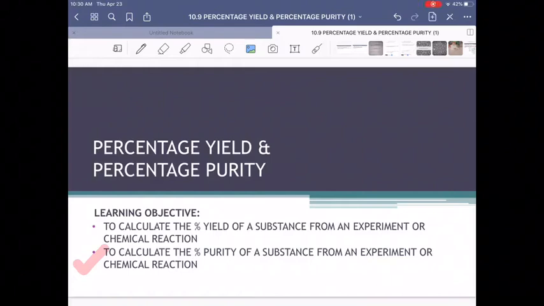Hello everyone, in this video we're going to learn about percentage purity. This is the learning objective: to calculate the percentage purity of a substance from an experiment or chemical reaction.